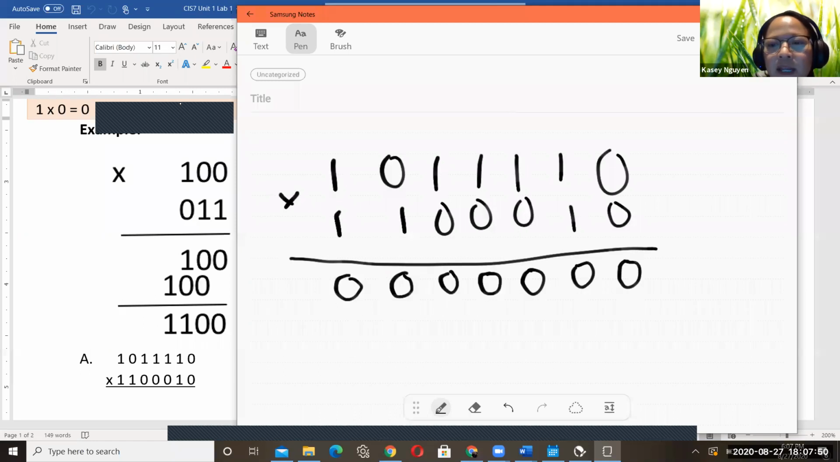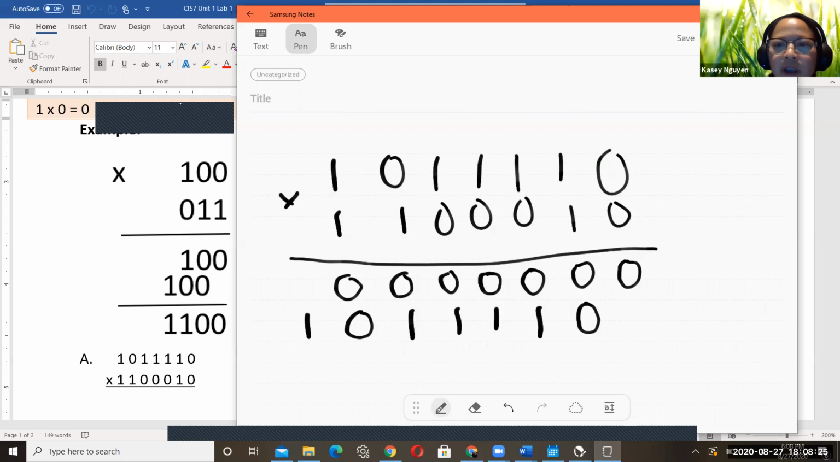Then we move to the next digit here on the bottom and multiply it across the top. So a 1 times a 0 is a 0. We shift it over one place. A 1 times a 1 is a 1. A 1 times a 1 is a 1. 1 times a 1 is a 1. 1 times a 1 is a 1. 1 times a 0 is a 0. 1 times a 1 is a 1.